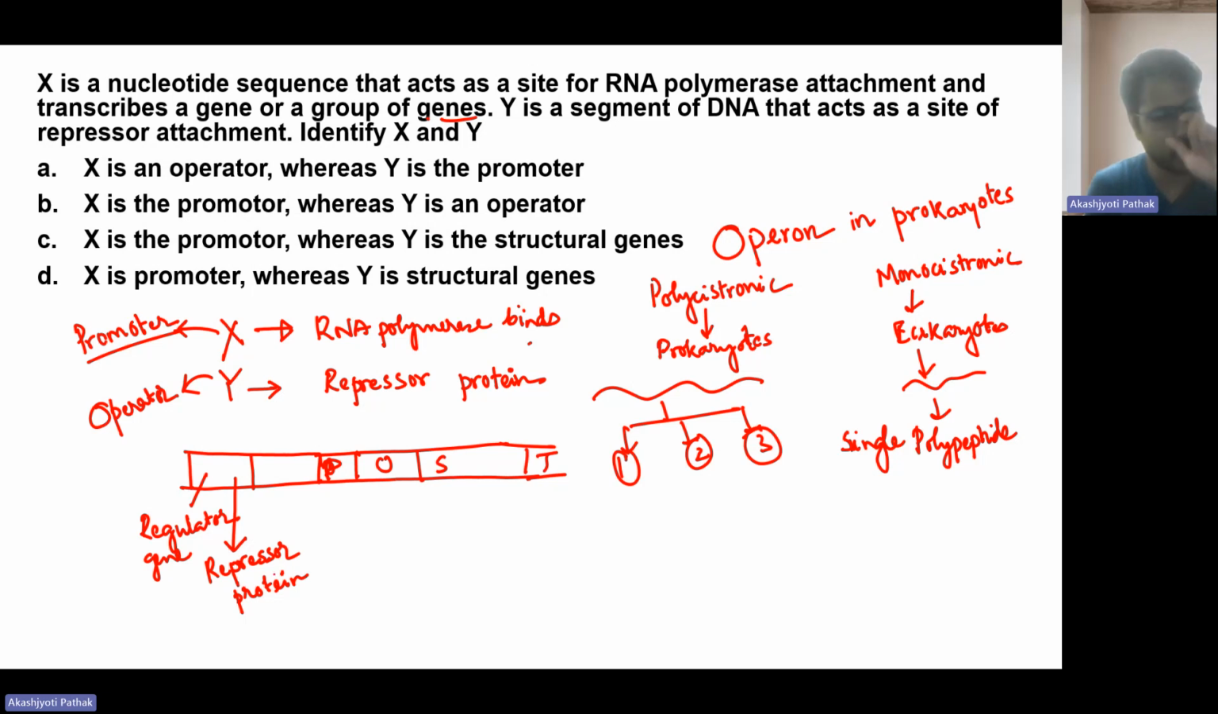So what happens if the regulator gene is, for example, coding for a repressor protein? This repressor protein will bind to the operator region and prevent the RNA polymerase from transcribing the structural genes. If it is an activator protein, it will enhance the binding of RNA polymerase to the promoter and transcribe the structural genes. So the answer is that X is the promoter and Y is the operator.